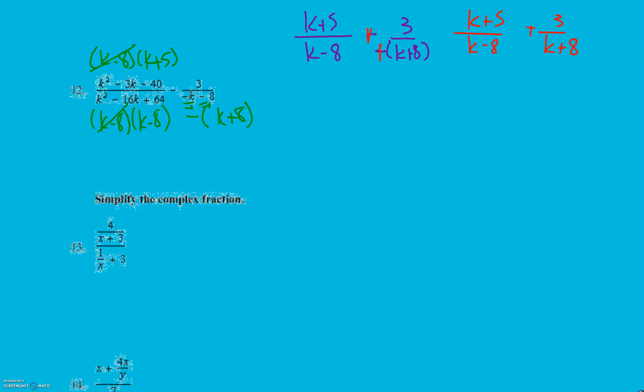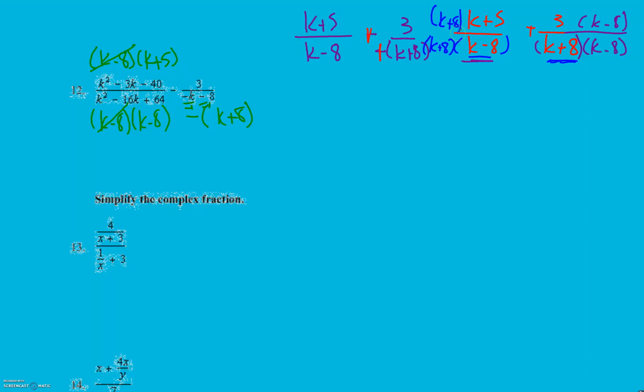My common denominator is going to be k minus 8, k plus 8. In my first fraction, I'm missing the k plus 8. So I'm going to multiply by k plus 8, denominator and numerator. In my second, I'm missing the k minus 8. So I'm going to go ahead and multiply by k minus 8. And again, whatever we do to the denominator, we have to do to the top.